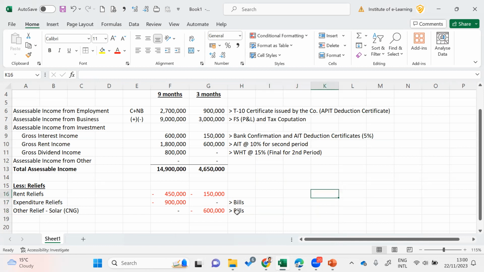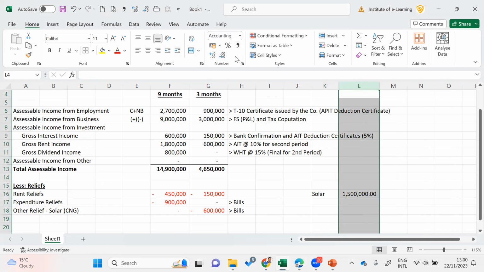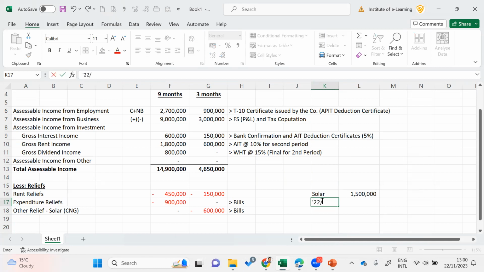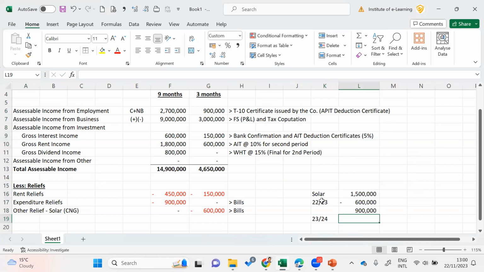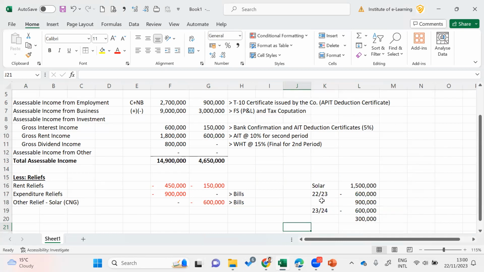Even though your solar installation cost may be a big amount, let's say 1.5 million, for this year you can claim only 600,000. There's a limitation, and one other condition: it should be connected to the national grid. For 22/23 we can claim only 600,000. Then the balance of 900,000 you can carry forward to the subsequent year, 23/24, where you can again claim only 600,000. The remaining 300,000 you can claim in 24/25, likewise. The other relief is also discussed.